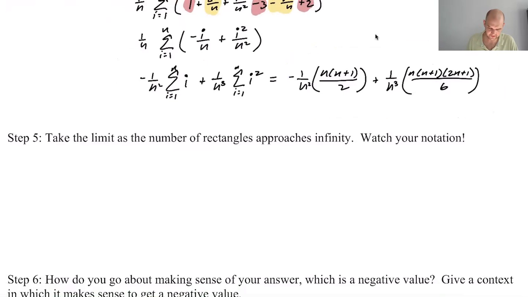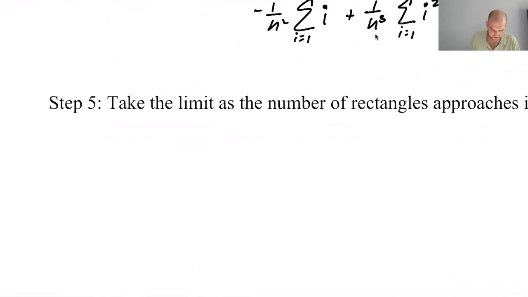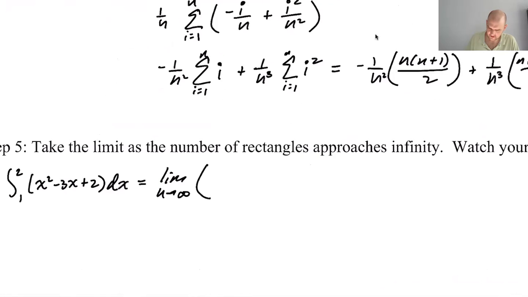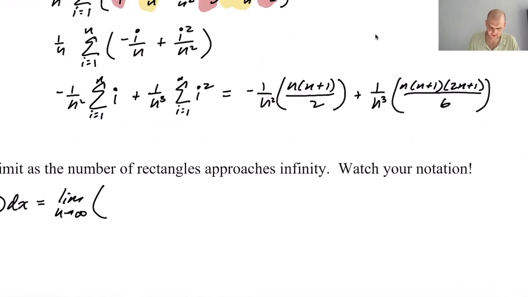And now what we want to do to find the value that we're looking for, so we're doing the integral from 1 to 2 of x squared minus 3x plus 2 dx, should be the limit as n approaches infinity of... I didn't highlight this time, but maybe I should. So this part is where this part came from, and then this part is what this part came from. Just use color coding so you can see it as you go through.